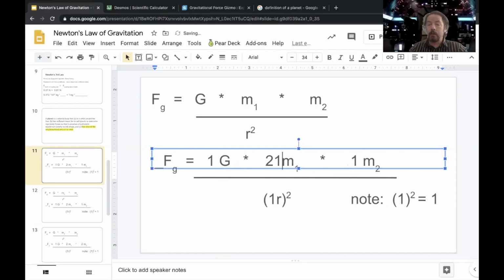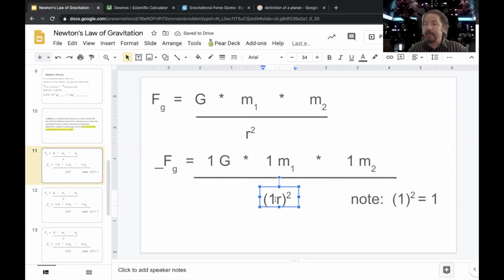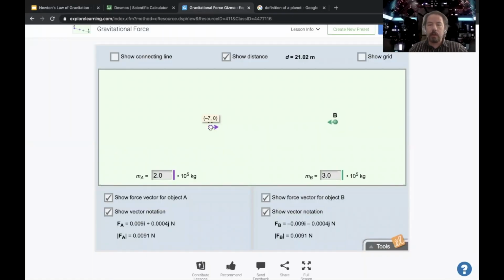So right now we have one of those masses and one of those masses and we have our base distance. So let's go to the gizmo and let's set this up. Let's keep it at a distance of 10. So that's going to be our base distance. And let's set our masses to 1 each. Okay. So our force is 0.0067. So I'm going to write that down so that we don't forget.